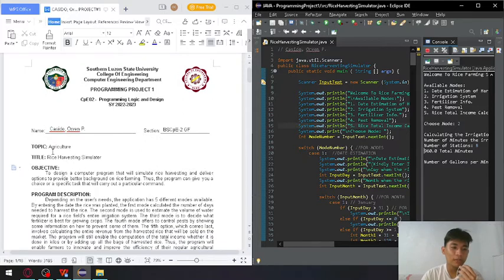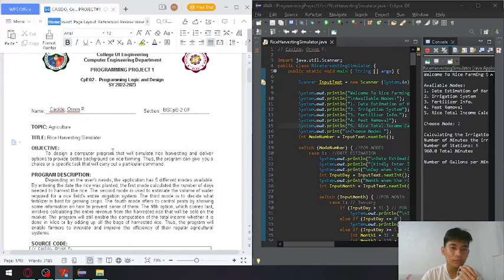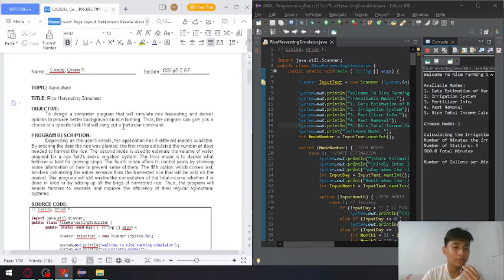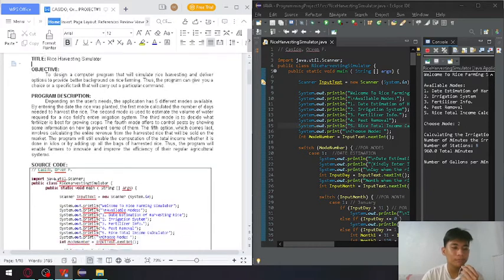My topic is all about agriculture. My first project in programming was entitled the Rice Harvesting Simulator. The objective of my program is to design a computer program that will simulate rice harvesting and deliver options to provide better background on rice farming. Thus, the program can give you a choice or a specific task that will carry out a particular command.